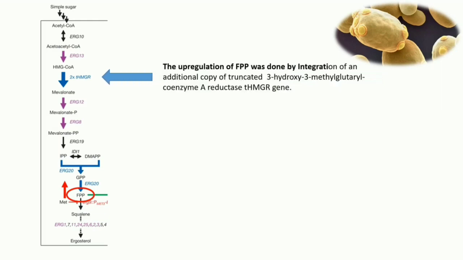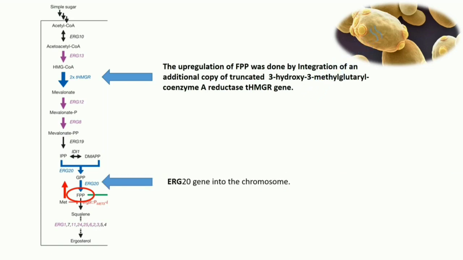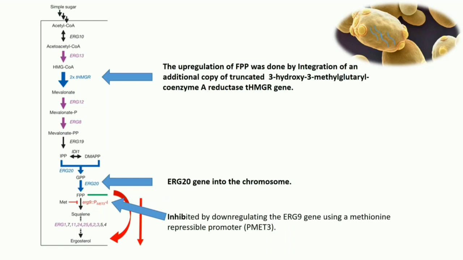For the first step, the upregulation of FPP was done by integrating an additional copy of the truncated 3-hydroxy-3-methylglutaryl coenzyme A reductase gene, along with the ERG20 gene, into the chromosome of the yeast. The usage of FPP by the yeast was inhibited by downregulating the ERG9 gene using a methionine repressible promoter.